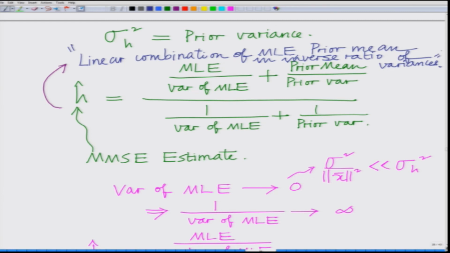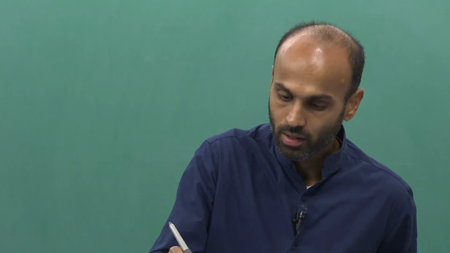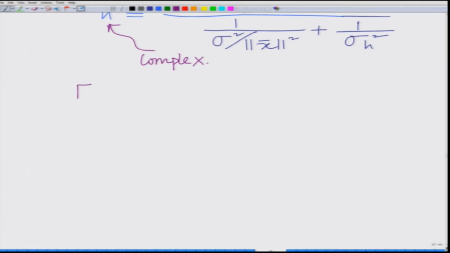So, linear combination of the ML estimate, maximum likelihood estimate, and the prior mean in the inverse ratio of their variances. Okay. So, that is the important point. All right, let us do a brief example, a small example to understand this better. Let me just do a small example for this channel estimation considering complex symbols.